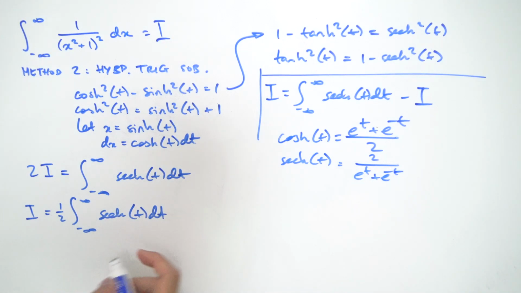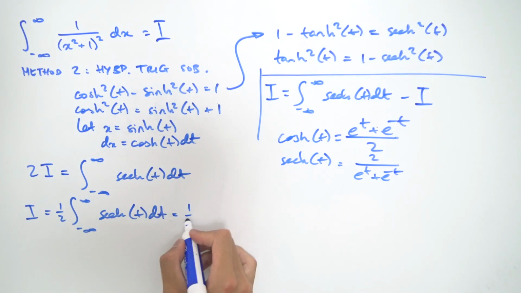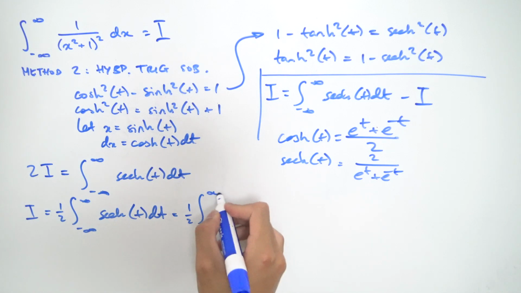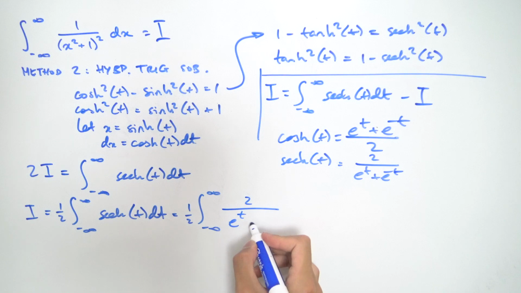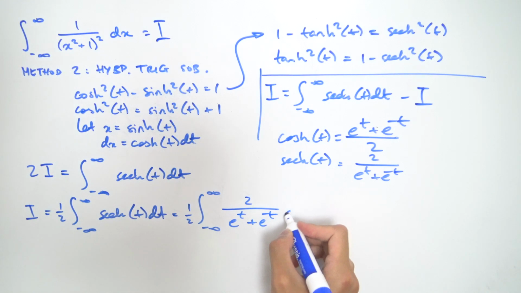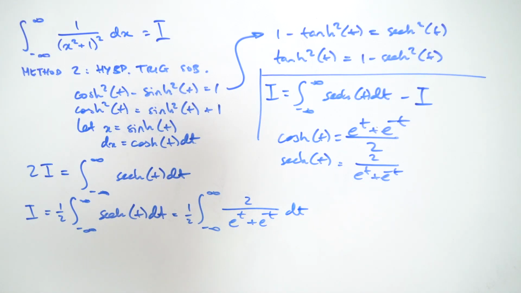And let's plug this into the integral. This is going to give us 1/2 integral from minus infinity to infinity of 2 divided by e^t plus e^(-t) dt. Notice this 1/2 and 2 will cancel, which is nice. And now we're left with this weird exponential thing going on down here.